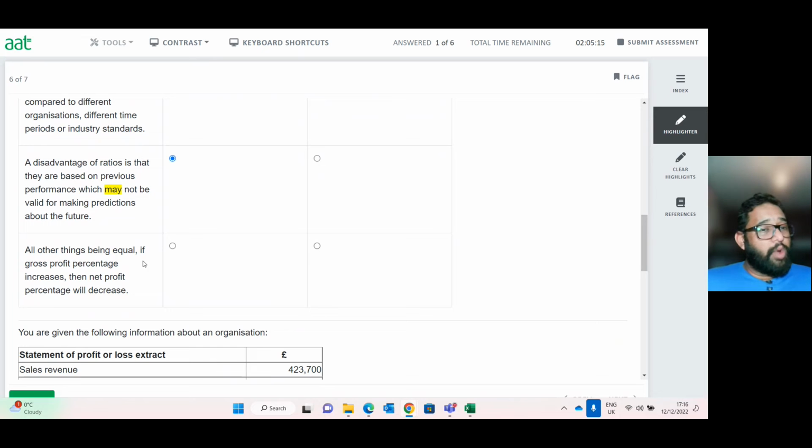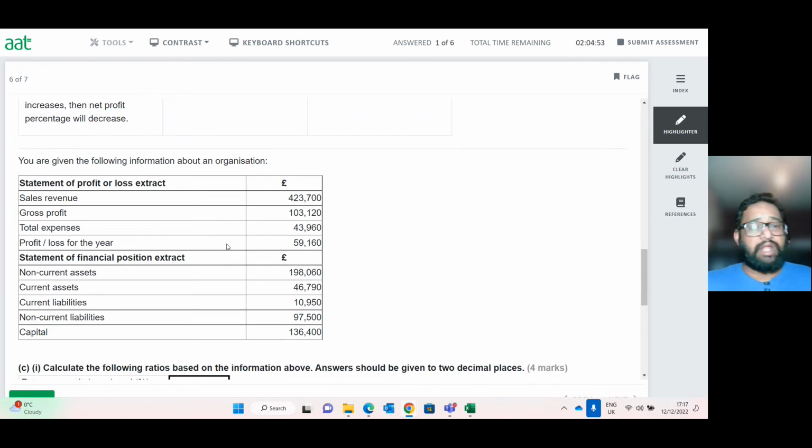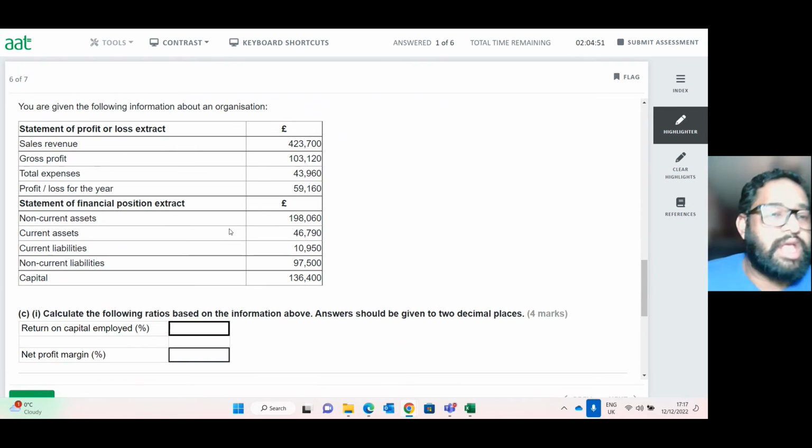All other things being equal, if a gross profit percentage increases, your net profit percentage will decrease. That's not right, because if your gross profit increases and your expenses don't change, they're saying here "other things being equal", because it didn't change, your net profit percentage should increase as well along with your gross profit percentage. But in this scenario, if it decreases, something has changed, so this statement is not true. Okay, so that's fine. Now let's look at the next one.